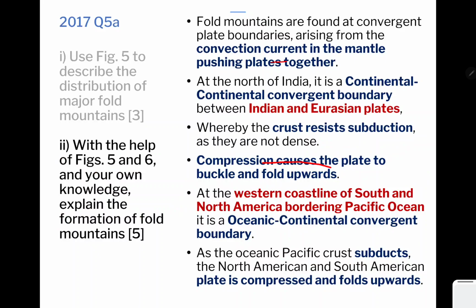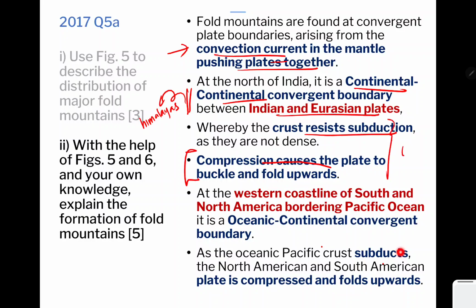Okay, let's take a look at the example here. Fold mountains found at convergent plate boundary. The concept, convection current pushing the plates together. CC convergent between Indian and Eurasian plate. Good if you can also bring up the name of this mountain. Anybody can remember? Before I give you the answer, Himalayas. The crust resists subduction because it's not dense, so the compression causes it to buckle and fold up.